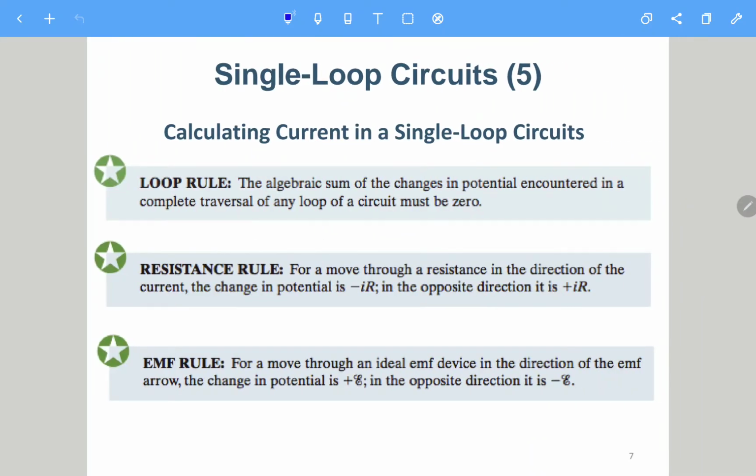Okay, so this is quite trivial, and here are summarized some rules. The first one is called the loop rule: the algebraic sum of the changes in potential encountered in a complete traversal of any loop of a circuit must be 0. Usually I would just call it the KVL, Kirchhoff voltage law. And then the resistance rule: for a move through a resistance in the direction of the current, the change in potential is minus IR. The opposite direction is plus IR. This is nothing but Ohm's law.